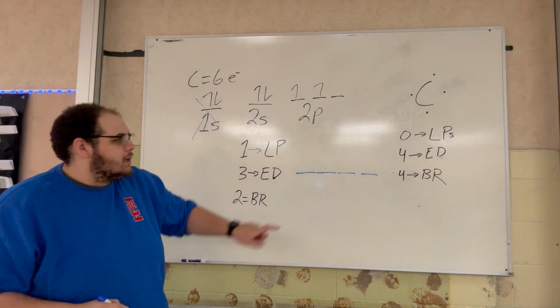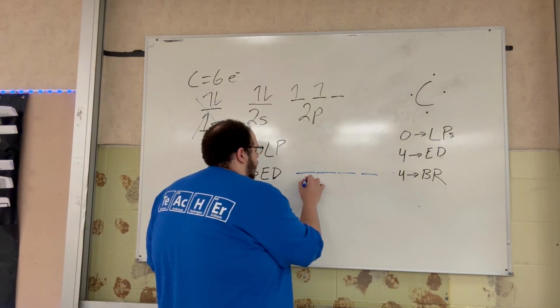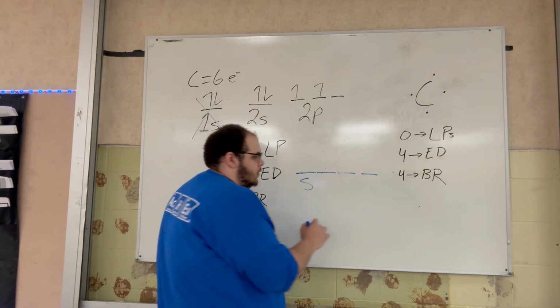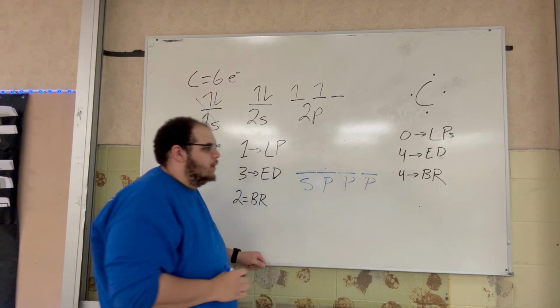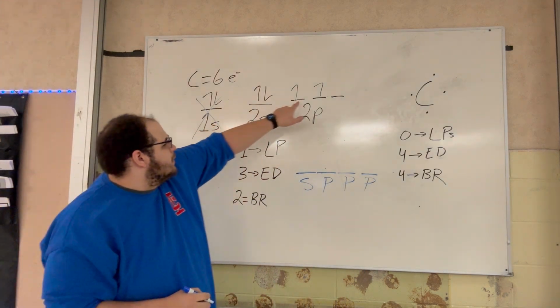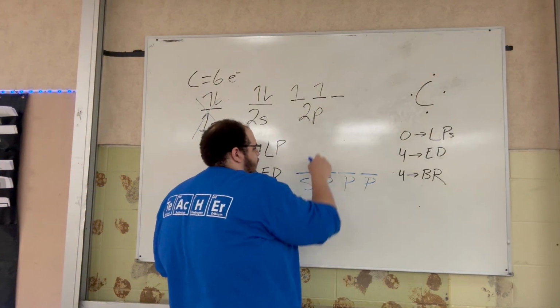How many came from s? 1. How many came from p? 3. How many electrons did we have in total there? 4. We had 4. Now I'm going to move those in here.